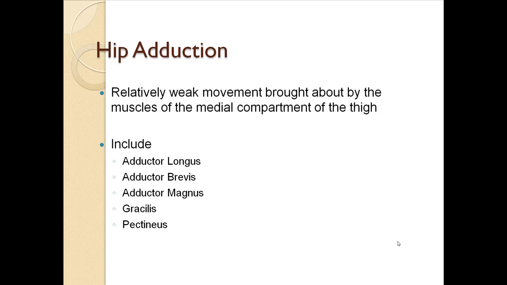Adduction of the hip joint is a relatively weak movement. It's brought about by three significantly large muscles, the adductor longus, brevis and magnus, and assisted by gracilis and pectineus.